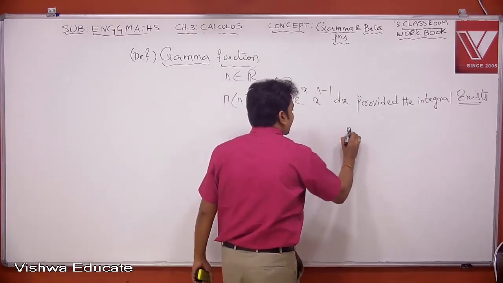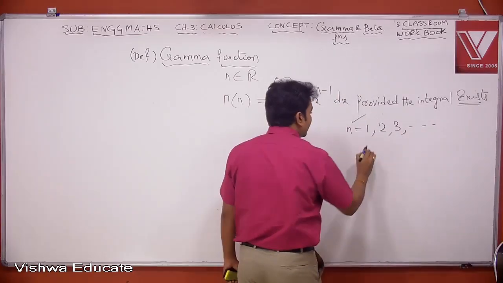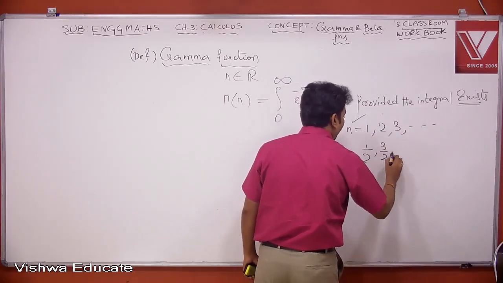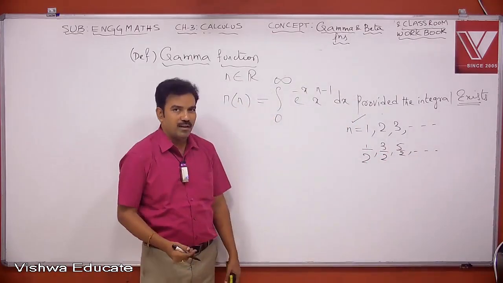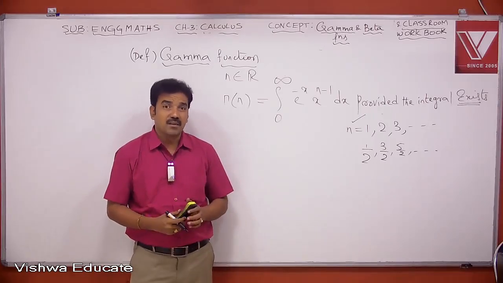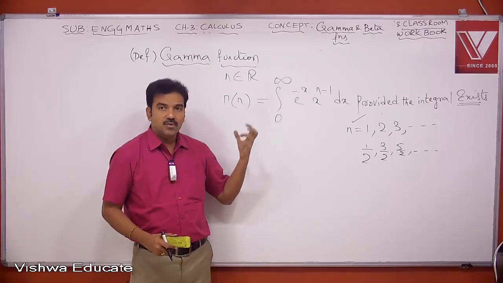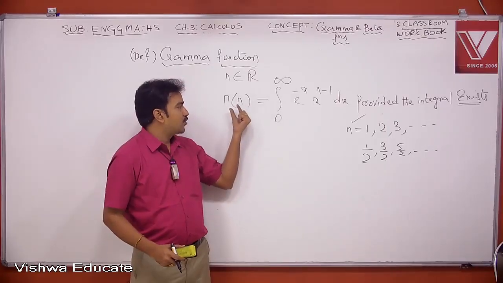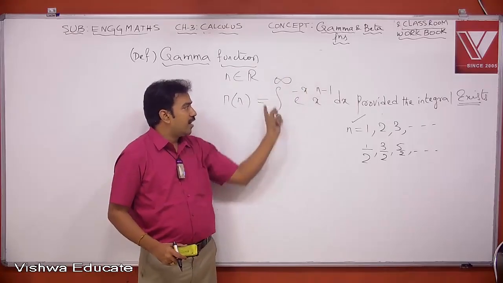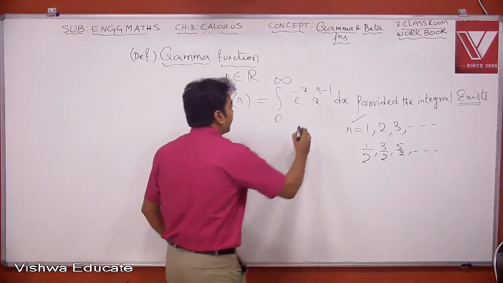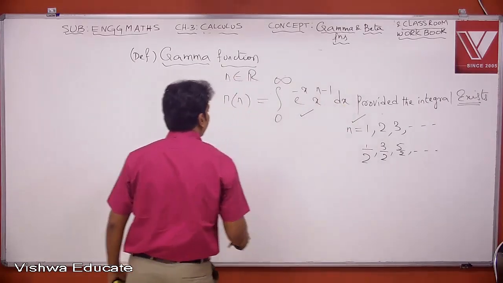Suppose when you start with n values in natural numbers, n values are 1, 2, 3, 4, etc. Then gamma function is valid. Suppose if n values are multiples of 1 by 2, 1 by 2, 3 by 2, 5 by 2, etc. Now for these values, gamma function is valid. But when you look at, for example, irrational numbers, for example, root 2, gamma of root 2 may not exist. So therefore, when for certain values of n this integral is a finite value, then we can denote it as gamma of n and define it by this integral, integral 0 to infinity e power minus x into x power n minus 1 dx, provided the integral exists.